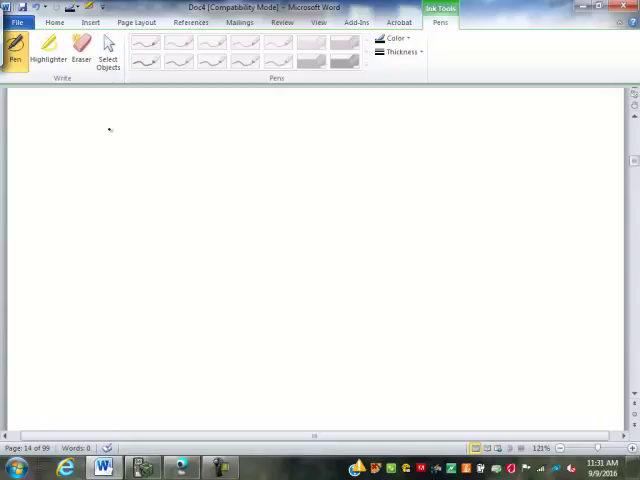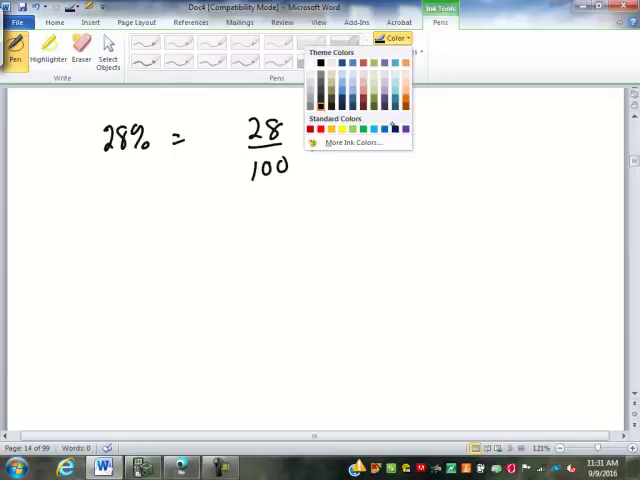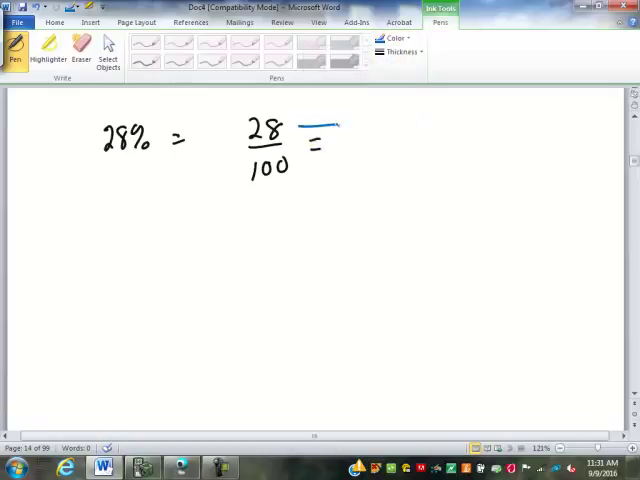If I have like 28%, we're going to list that as a fraction. It's 28 over 100. We're not going to bother to reduce it because we're going to be doing other calculations with it. And in most problems, there's going to be another number that matches up with the 28. It might be the number that we're looking for. So there's a number that matches up with our percent.